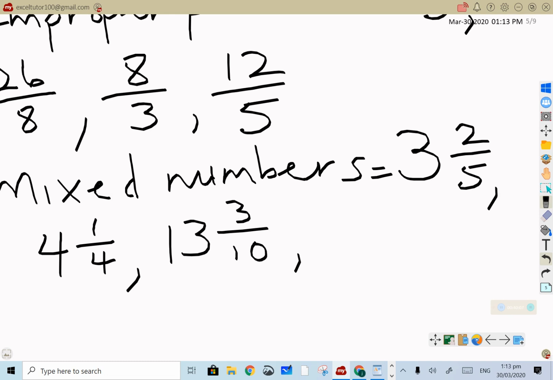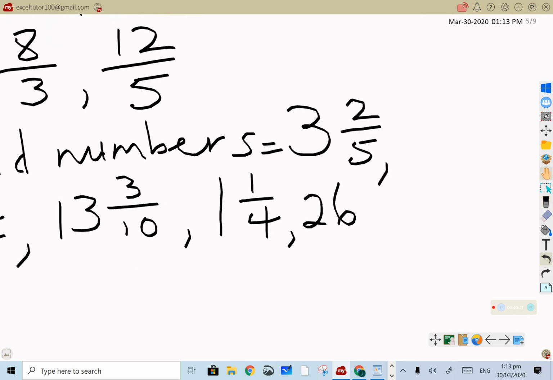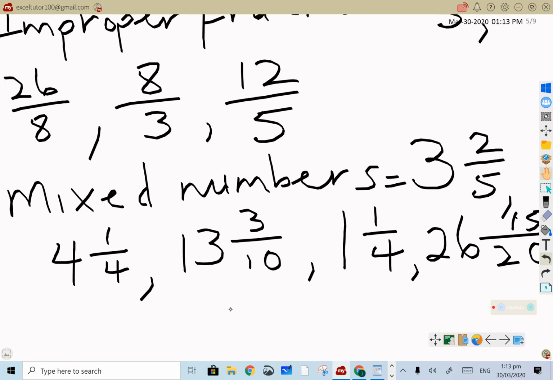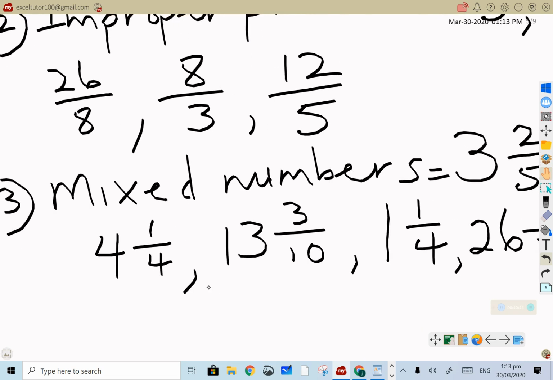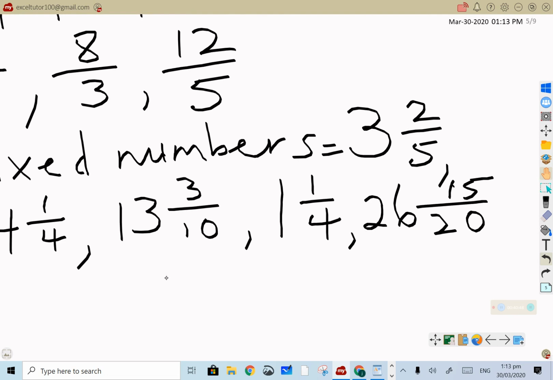So mixed numbers sometimes are very simple, like 1 1/4. Okay, and it could be very huge. Well, at least huge for some of you who are in standard 2. Okay, but it doesn't matter how huge it is, as long as we have that combination of a whole number and a fraction. So a mixed number is a combination of a whole number and a fraction.